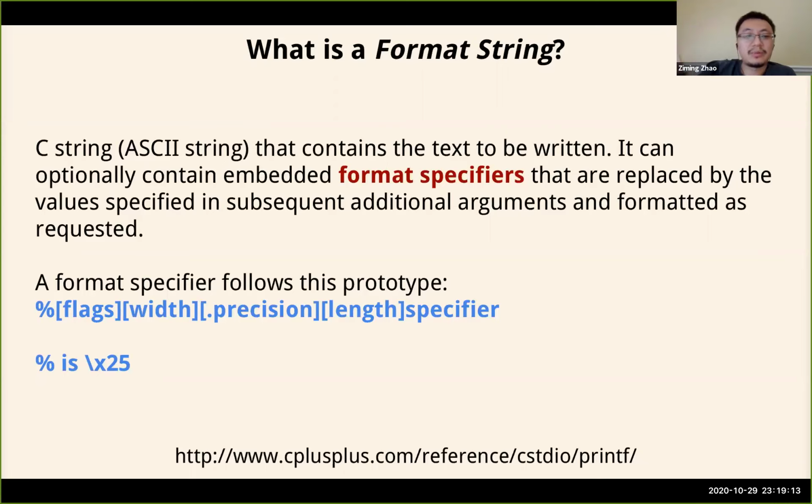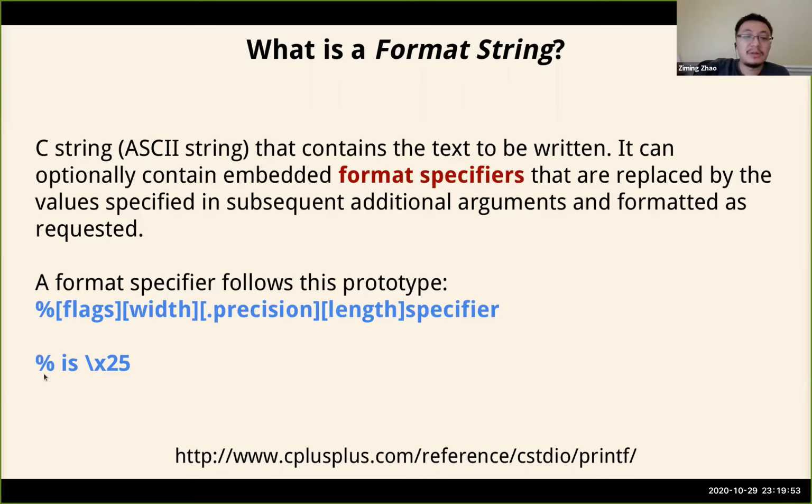So a typical prototype for a format specifier looks like this. It starts with the percentage sign. Because it's C, the percentage sign in ASCII is 0x25. So if you write a backslash like this, x25, this is equivalent to the percentage sign.